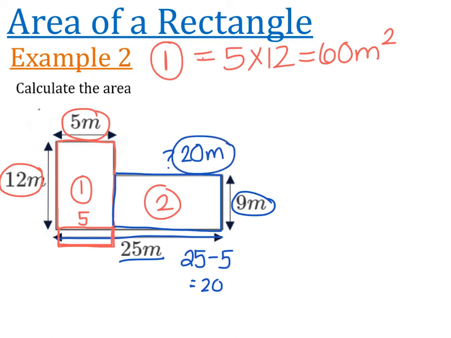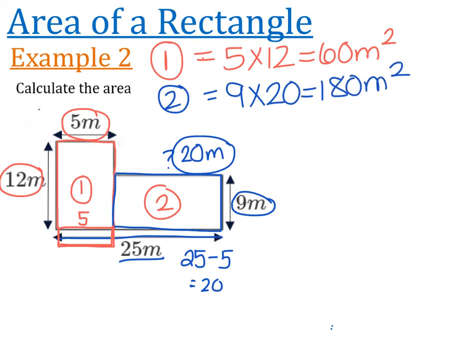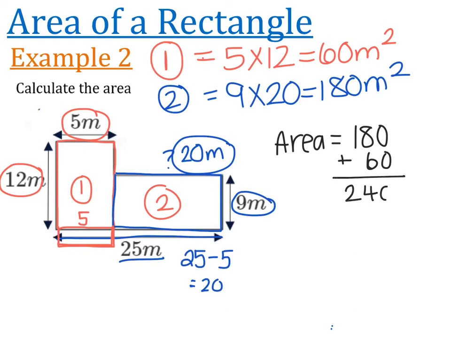And now I've got the length and the width of rectangle 2, so I'm going to go ahead and find those. 9 times by 20 is 180 meters squared. So now I know the area of rectangle 1 and of rectangle 2, so I can find the entire area by adding them together. So the area is going to be 180 plus 60, which is 240 meters squared. All right, whenever you've got a compound shape, whenever you've got a shape that does not look exactly like a rectangle, split it up into 2 or more smaller rectangles.